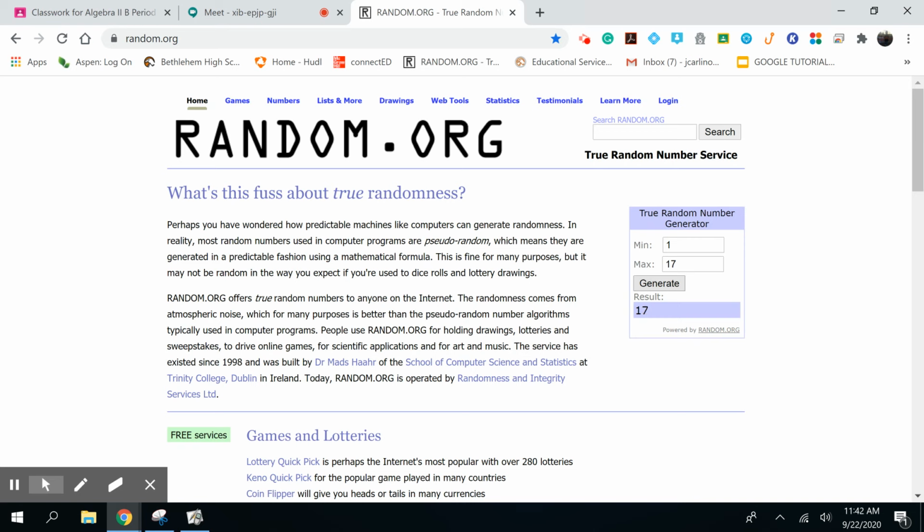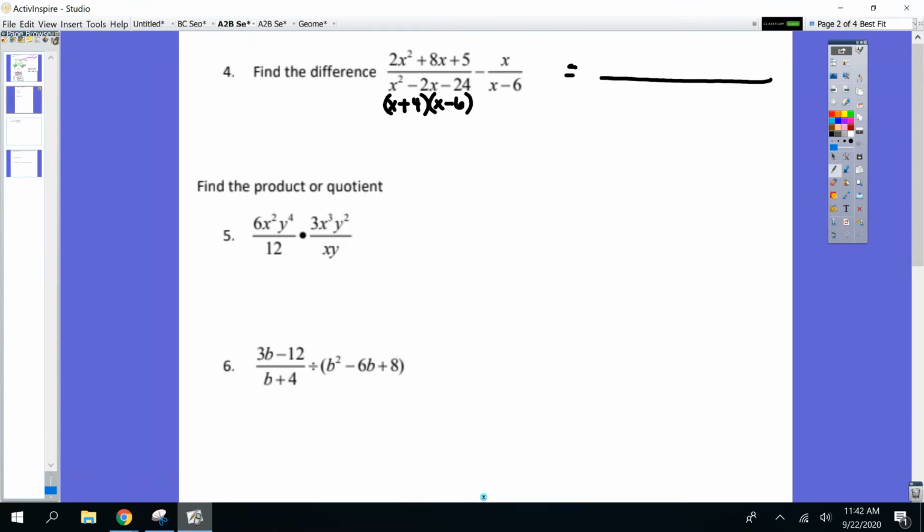Okay, here we go. Ella, ready? What's in common? X minus 6. Anything left over I got to put in there? Just the x plus 4. X plus 4, good job.